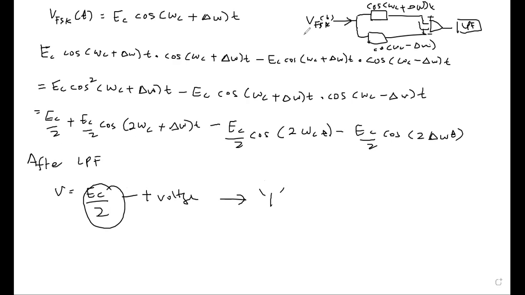This EC over 2 is a positive voltage that we translate into bit 1. So this is an example to solve the mathematical part for synchronous FSK, if our VFSK is equal to EC cos (omega C plus delta omega) T. You can try it yourself for bit 0, which is cos (omega C minus delta omega) T.